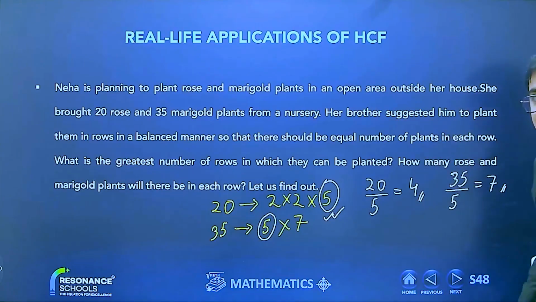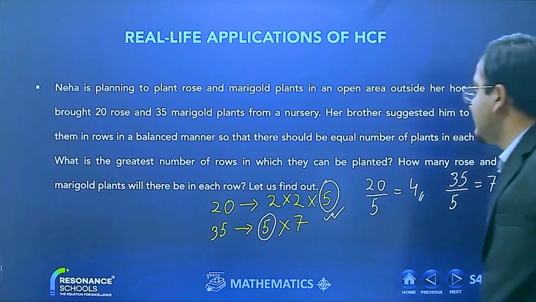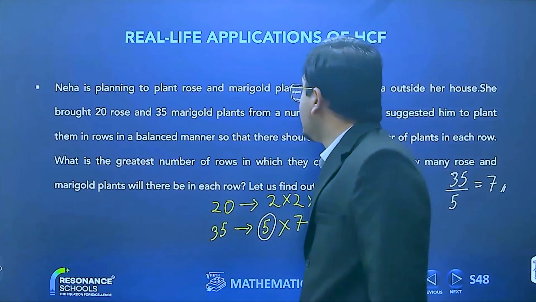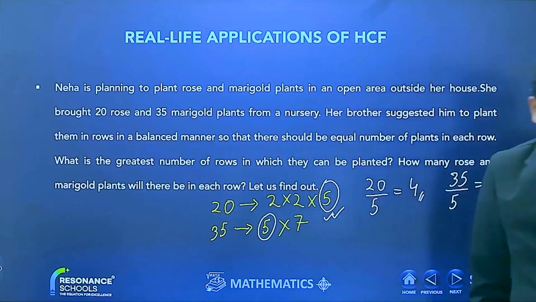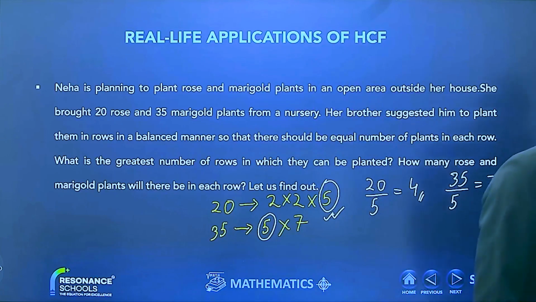This was our real life application question. Okay, so what was it? There are 20 roses and 35 marigolds. Okay, 35 marigolds. So we found the LCM by prime factorization.